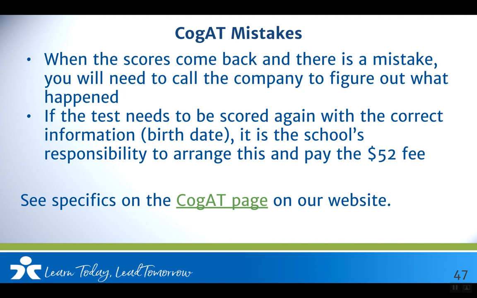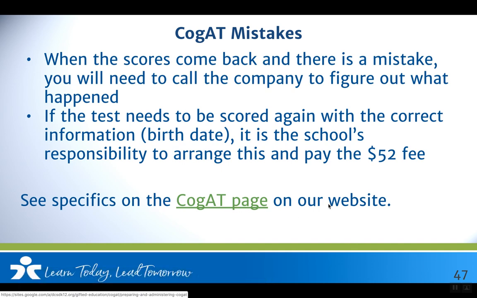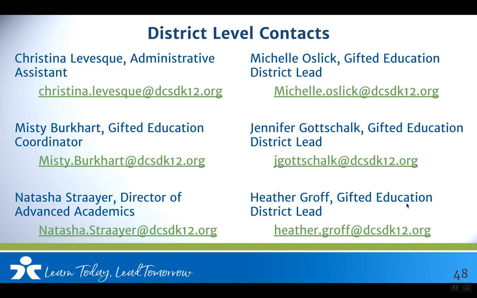If there is a mistake on the CogAT, usually it's from the bubbling. If it's from Infinite Campus, we will help with that and pay for that fee. But if it comes from the bubbling, and usually it's the birth date, if the birth date is wrong and it needs to be rerun, that's at a cost of $52 to the school. So basically think about it. If it's the school's mistake, they pay. If it's our mistake, we will pay. That information and how to do that, who to call, the number, what to push, everything is on the CogAT page. Christina has laid that all out for you guys.